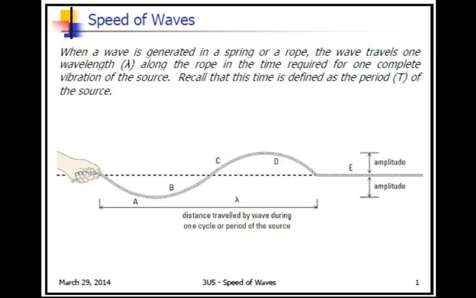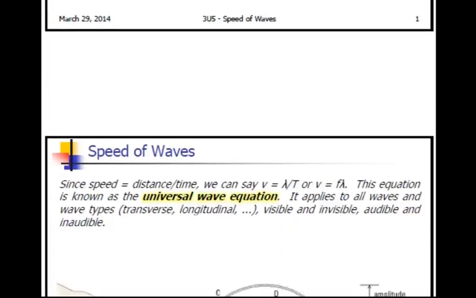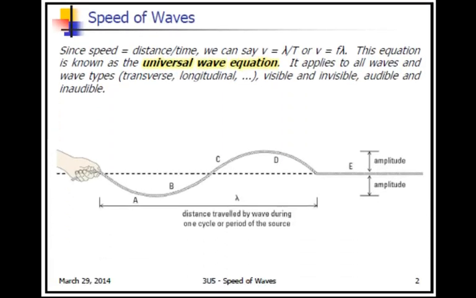one wavelength along the rope in the time required for one complete vibration of the source. So that time is the period. Since speed is distance over time, we can say that the velocity is the wavelength over the period, and because the period is the reciprocal of the frequency, we can also write this as v equals frequency times lambda. That's the universal wave equation.